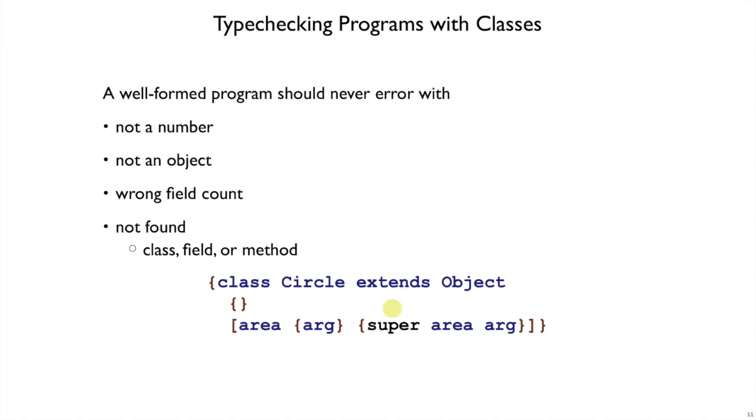Finally, we should not be able to try to call a super method if the class that our current class extends doesn't have that method. So since object doesn't have any fields or methods, then super area should not be allowed. It should be ruled out by the type system.